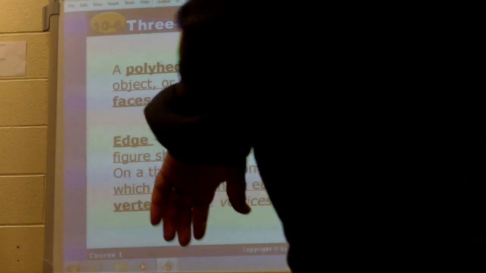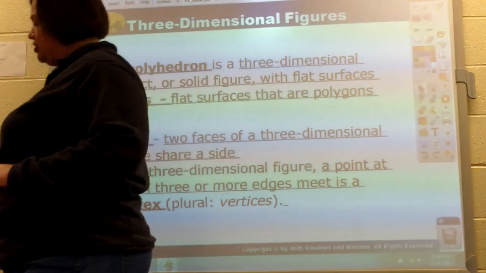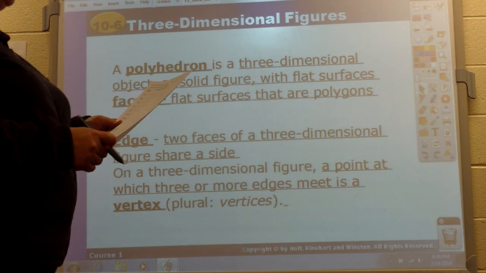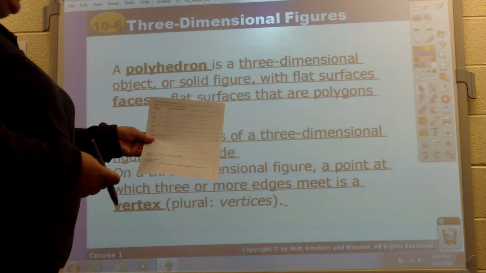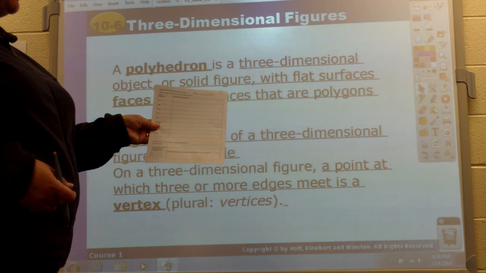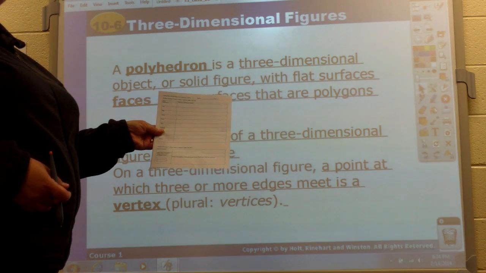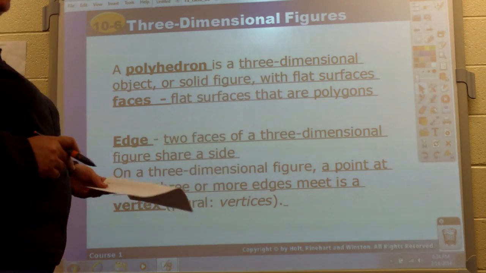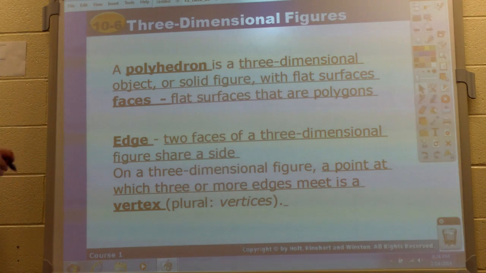Good afternoon, class. Today we're going to be looking at Chapter 10, Lesson 6, which is 3D figures. You should have the handout that you were given in class that covers Chapter 10, Lessons 6, 7, and 9. Today, basically, you're just looking at your definitions, and we'll look at these.